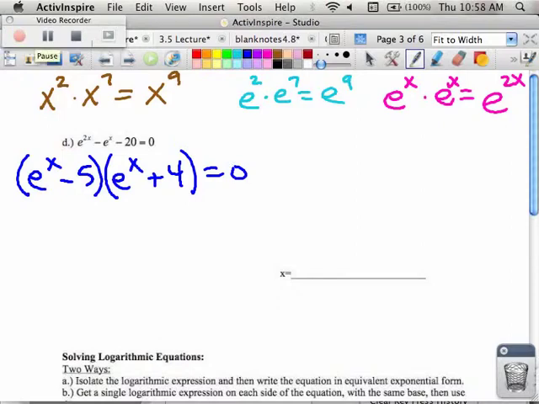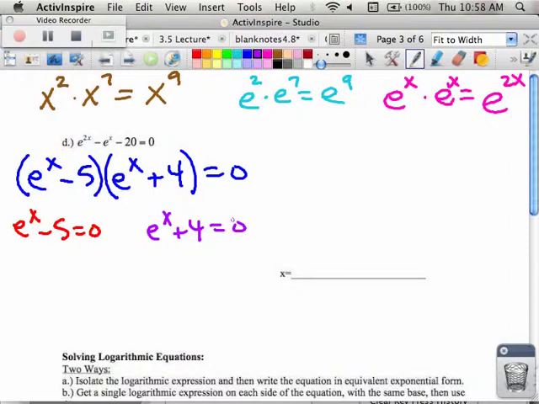What this is saying, just like with any normal factoring, is that one of these parentheses has to produce a 0 out. It's called the zero product property. So I really have two problems going on here. I have the problem that says e to the x minus 5 could be my 0. And I also have the problem that says e to the x plus 4 could be a 0. And I need to check them both.